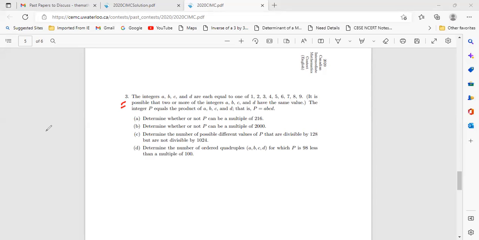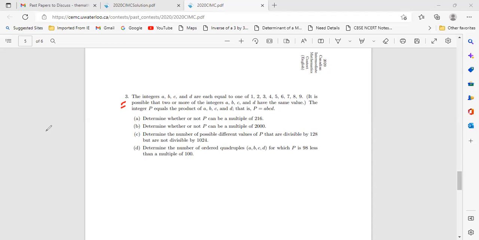The integers A, B, C, D are each equal to one of 1, 2, 3, 4, 5, 6, 7, 8, 9. It is possible that two or more of the integers A, B, C, D have the same value. The integer P equals the product of A, B, C and D. That is, P is equal to A times B times C times D. You're just going to multiply all four to obtain the value of P.